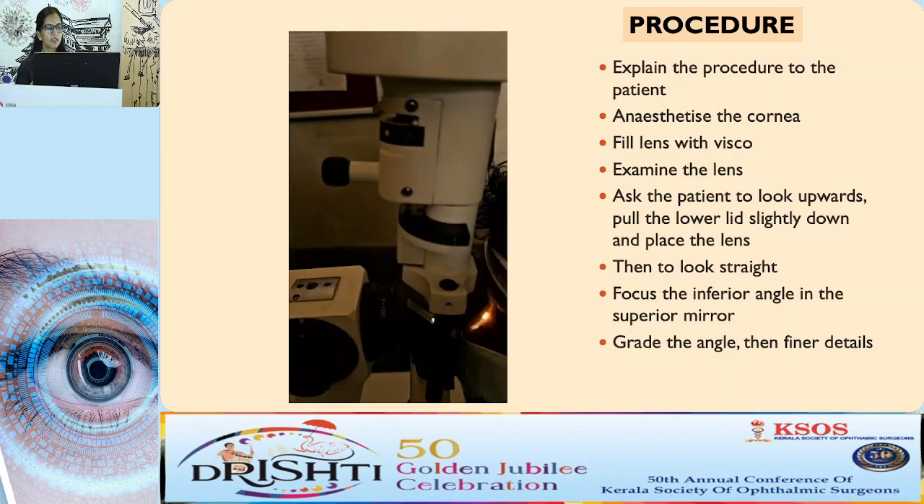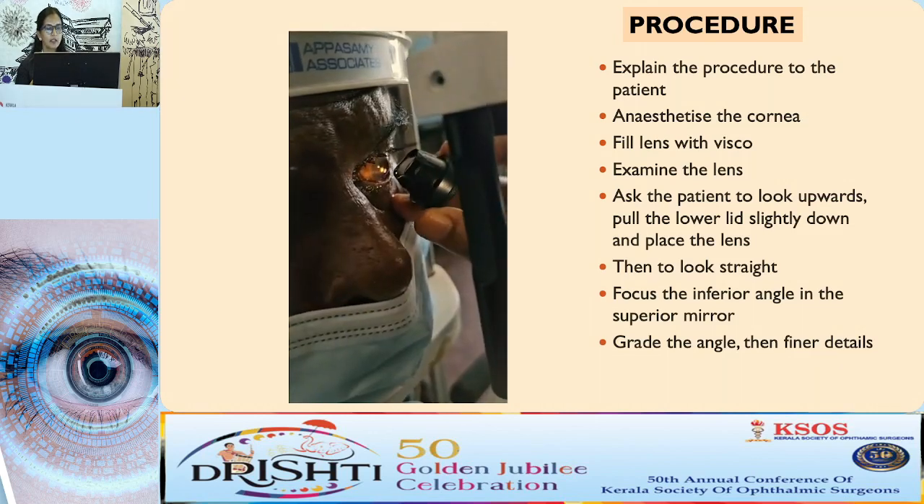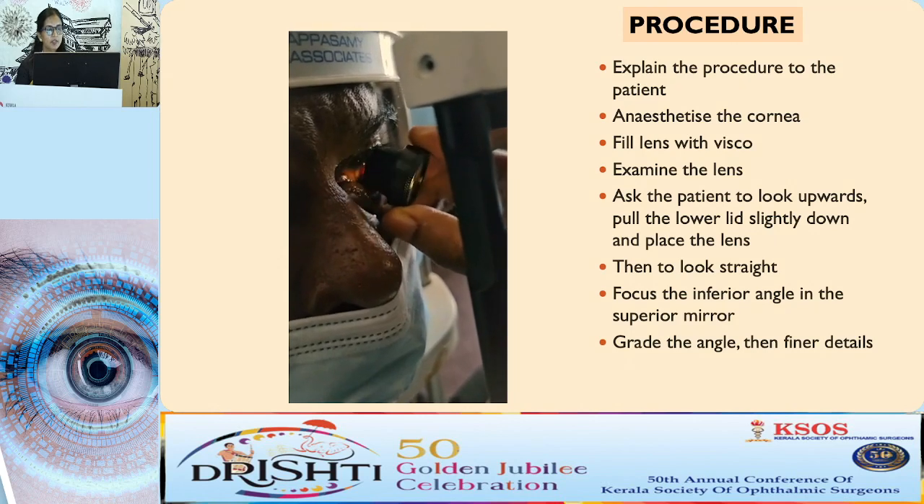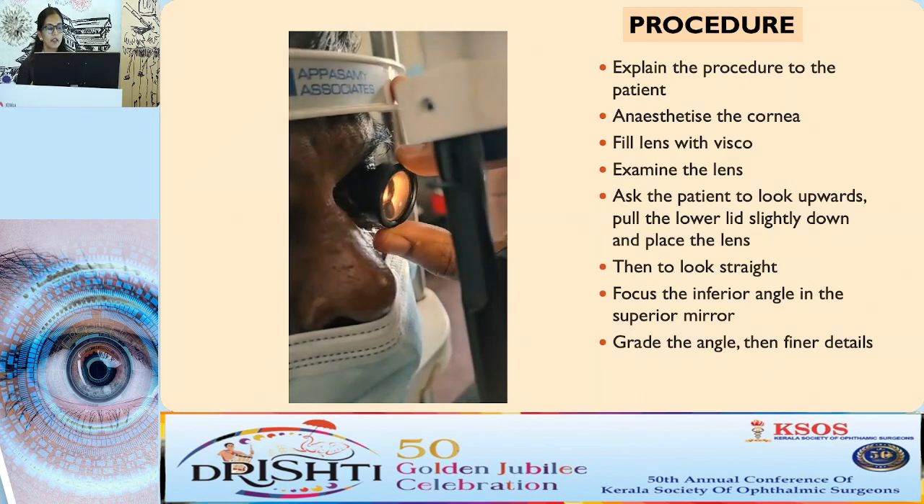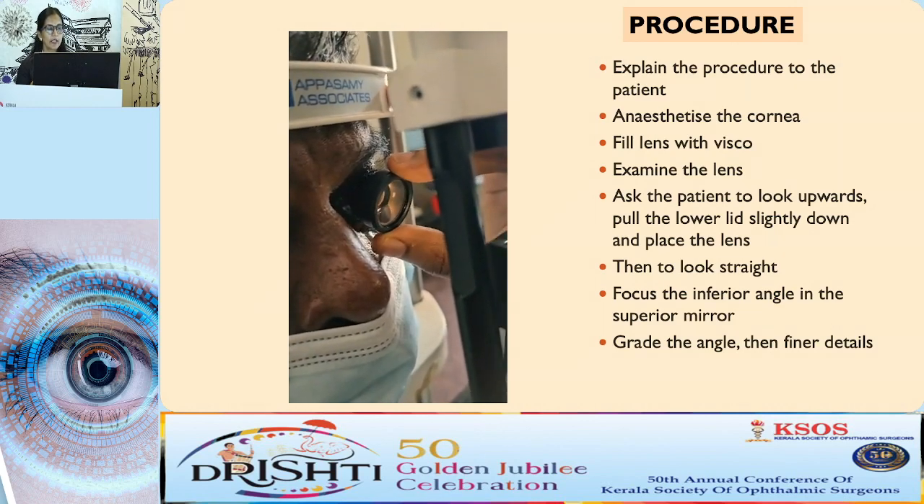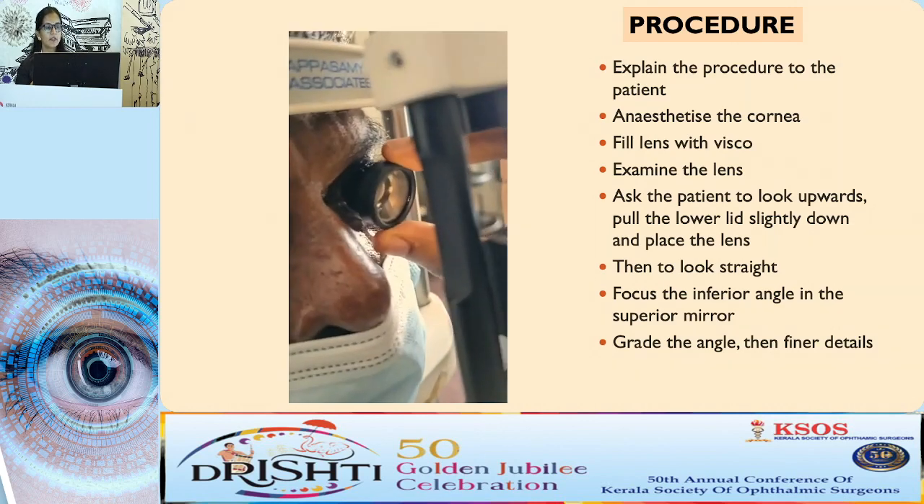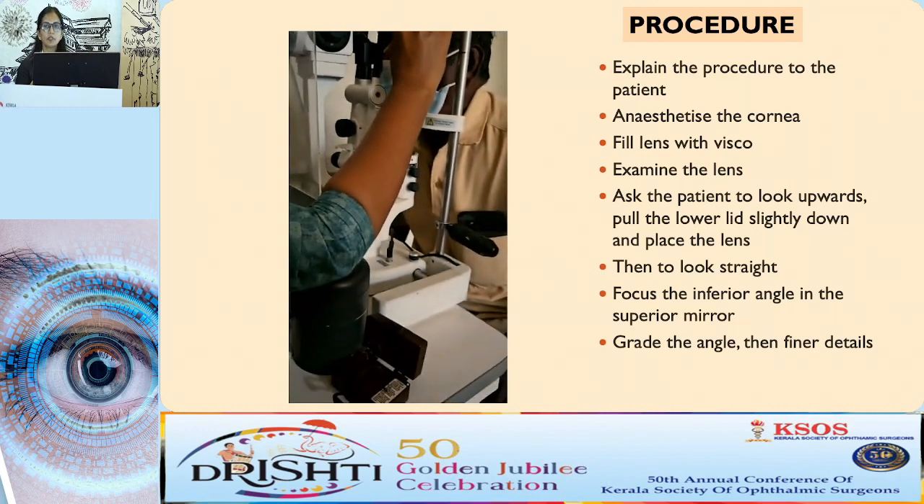You have to reduce the slit beam and ask the patient to look upwards, pull the lower lid slightly down and place the lens. You can see we are supporting the gonio lens with 2 fingers and the third finger is used as a support to the headband.